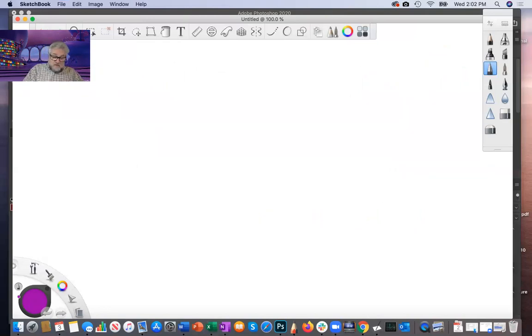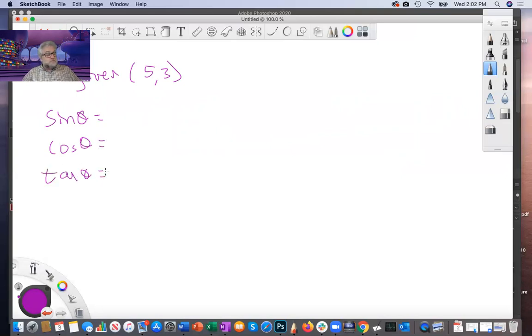So now let's say we're given the point 5, 3. And I want you to find what sine theta equals, cosine theta equals, and tangent theta equals. Well, we've got to first draw a picture. 5, 3: 1, 2, 3, 4, 5, 1, 2, 3. So we're going to be here at the point 5, 3. I'm going to draw a line, and whenever possible, make a triangle. Its height is the y coordinate, 3. Its base is the x coordinate, 5.